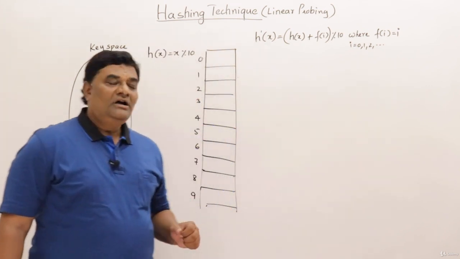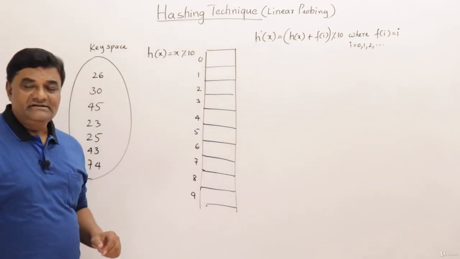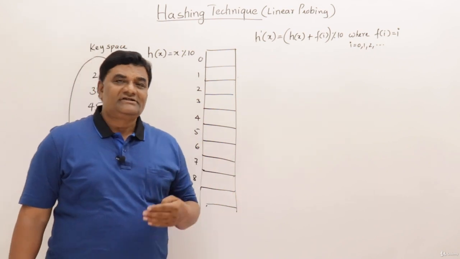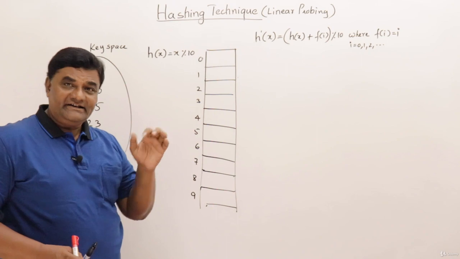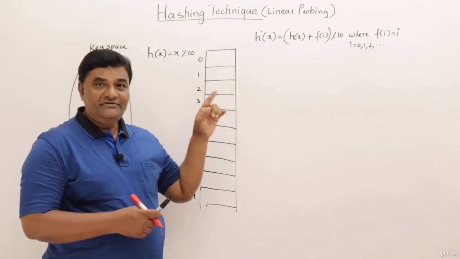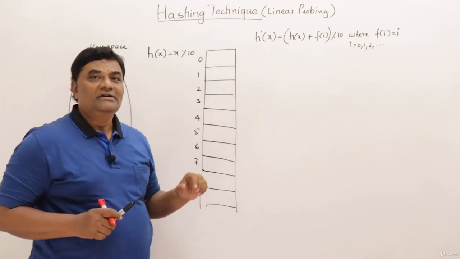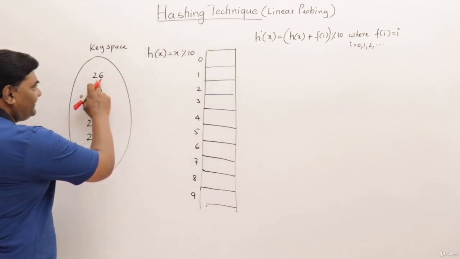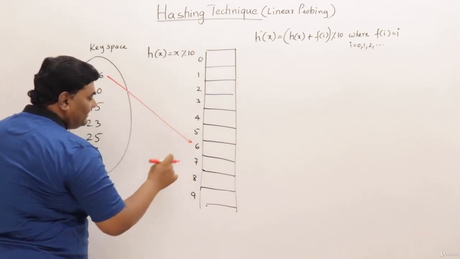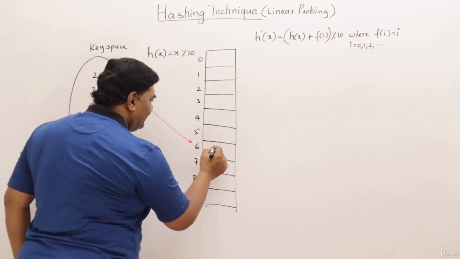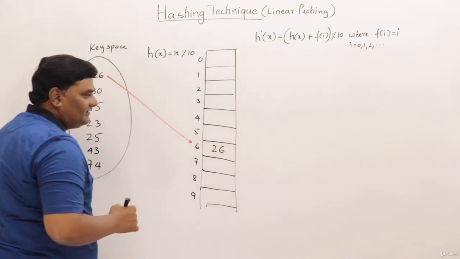Now I will show you how to insert these keys. The procedure for inserting these keys is very simple. Without using that function, I will directly insert and explain, then I'll explain how we are actually following that function. So let us start. First key is 26. 26 mod 10 is 6, so it will get stored here. There is nothing here, it is free, empty, so 26 is stored here.